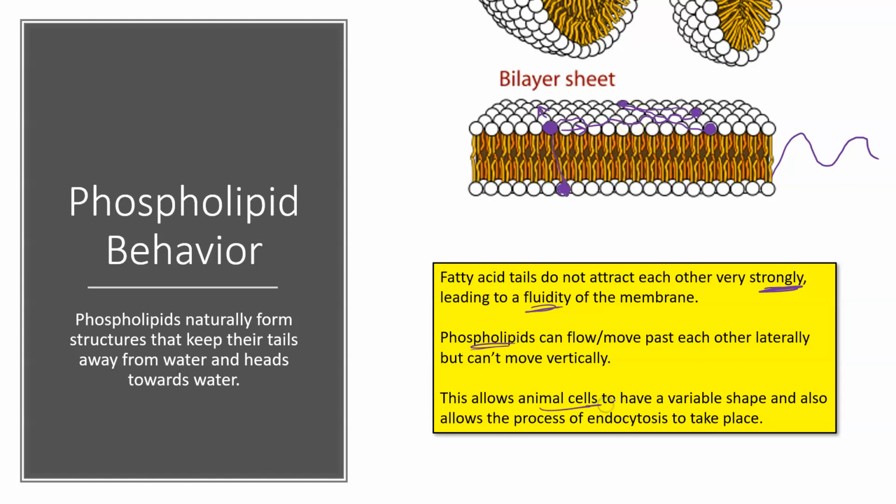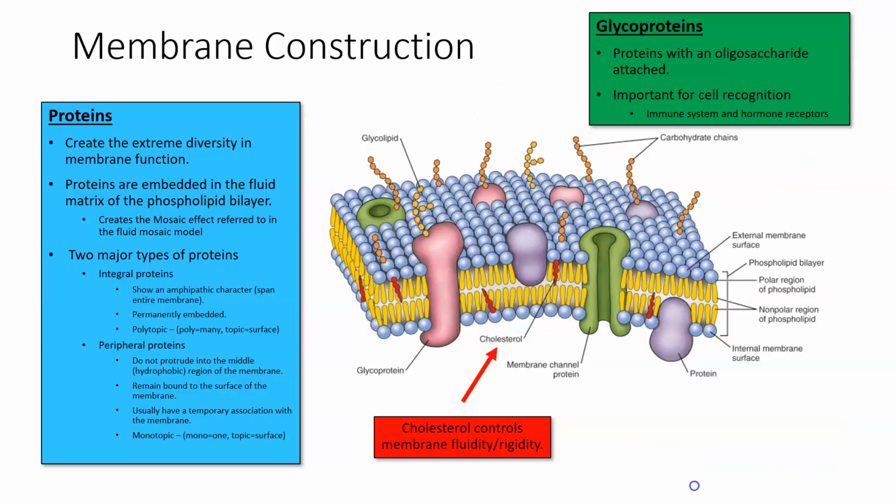This allows animal cells to have a variable shape and also allows the process of endocytosis to take place. Endocytosis is the form of cell eating. It is a form of bulk transport. Again, we're going to have another video specific to membrane transport that will talk in depth about active transport and bulk transport. But for now, just know that endocytosis does happen, and the reason it happens is because animal cells in particular have the ability to remain fluid and to move these components, those phospholipids, in a lateral way.